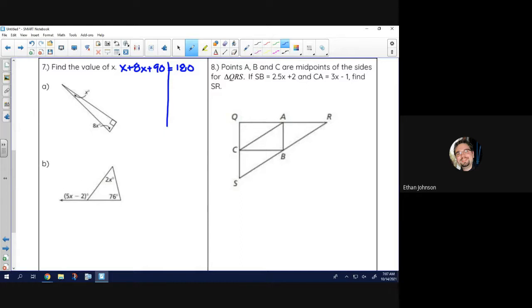Combine like terms, so 9x plus 90 equals 180. Subtract 90 from both sides. And we get 9x equal to 90. Divide both sides by 9. x equals 10.